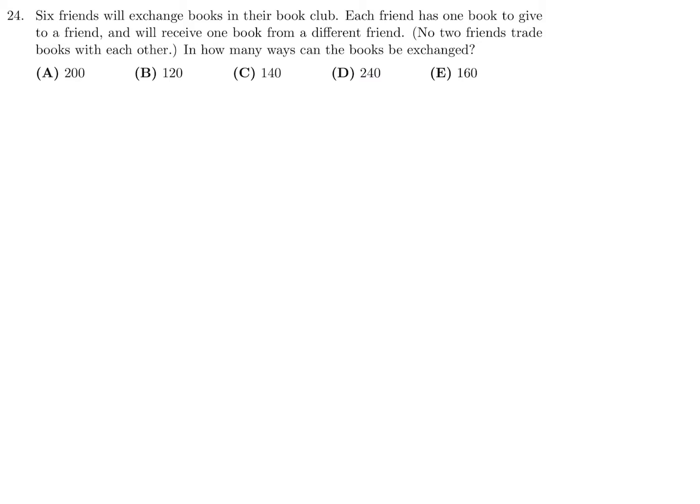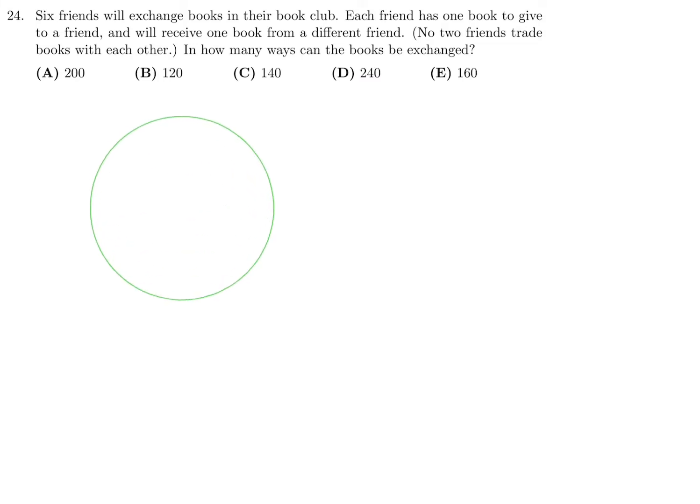Six friends will exchange books in their book club. Each friend has one book to give to a friend and will receive one book from a different friend. No two friends trade books with each other. In how many ways can the books be arranged?